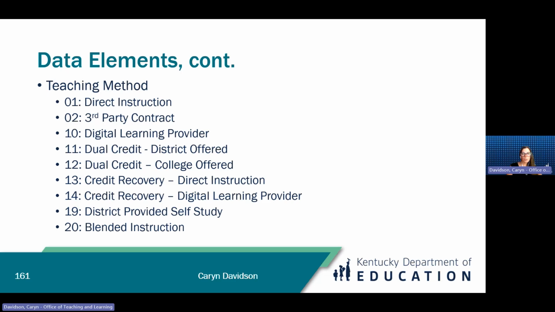Work-based learning is a new teaching method that we added last year. Last year it was optional because we added it mid-year. This year it is required for those students that are participating in off-site, off-campus, work-based learning experiences.